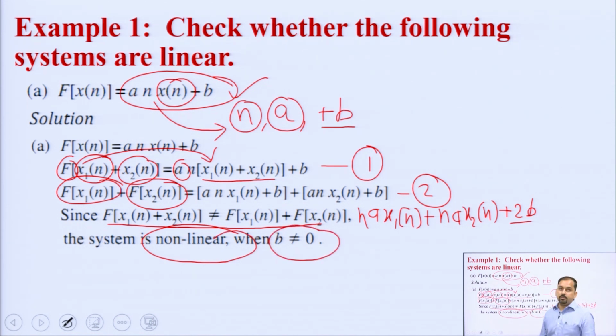Again, with a condition. What is the condition? That b must not be 0. What happens if b is 0? If b is 0, then this is also 0, this is also 0, and equation number 1 and equation number 2 are both the same. So, the system is non-linear with a condition that b is a non-zero quantity. So, this is a process by which we can check the linearity of the system.